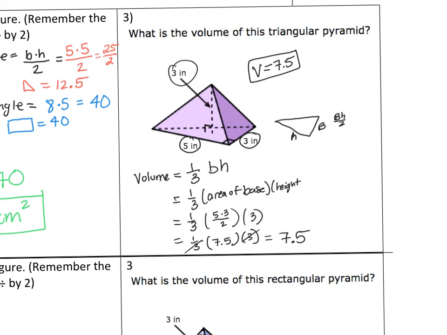Now, if you want to test this, go ahead and multiply 7.5 times 3, which I'll do on the side. So 7.5 times 3 is 22.5. Then 22.5 divided by 3 is our original 7.5. So I verified it on the calculator, and we are 100% correct.